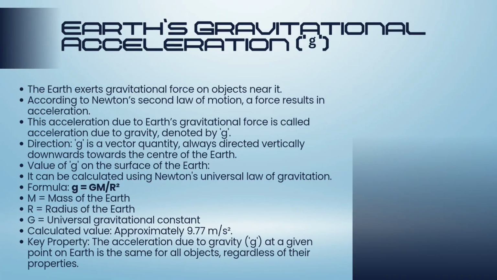Objects near the Earth experience an acceleration due to gravity, denoted by small g. It's about 9.8 meters per second squared and is directed toward the Earth's center. The formula is g equals GM divided by r squared, using Earth's mass and radius.